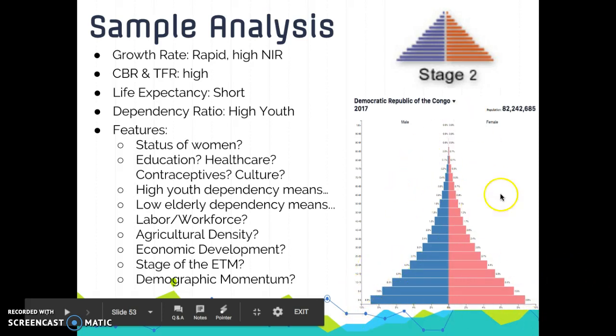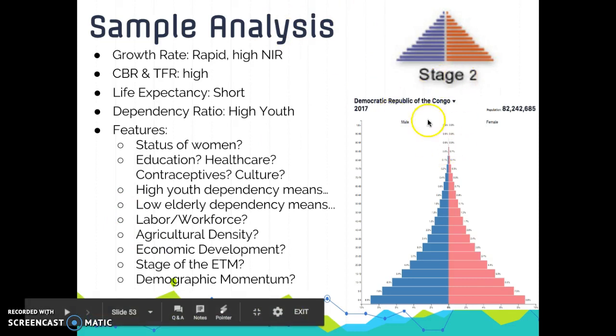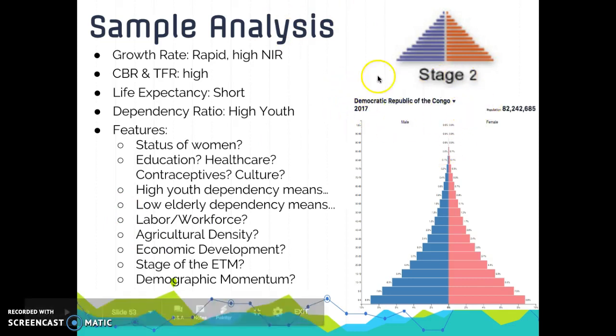It's a low elderly dependency, and it's probably at stage 2 of the epidemiological transition model, right? So people are mainly dying of infectious diseases like cholera or TB. So all in all, I can infer a lot of things about the country itself, the Democratic Republic of the Congo, by looking at a population pyramid like this. And you'll continue to practice that in class.